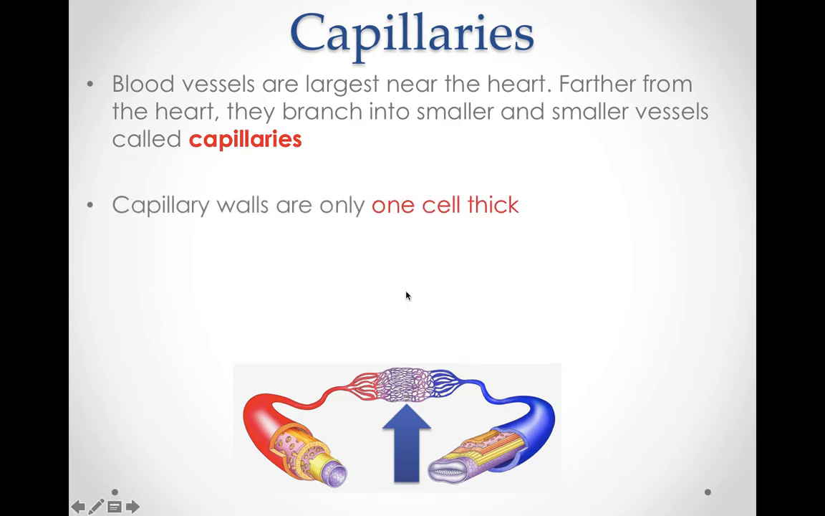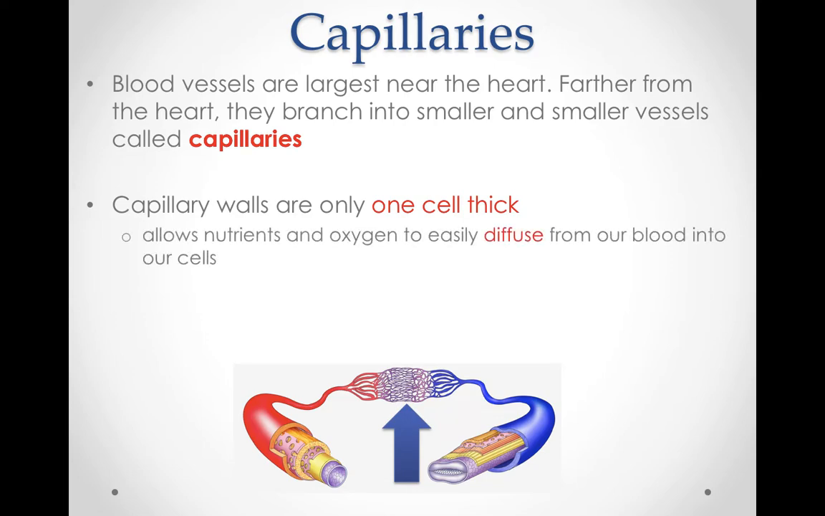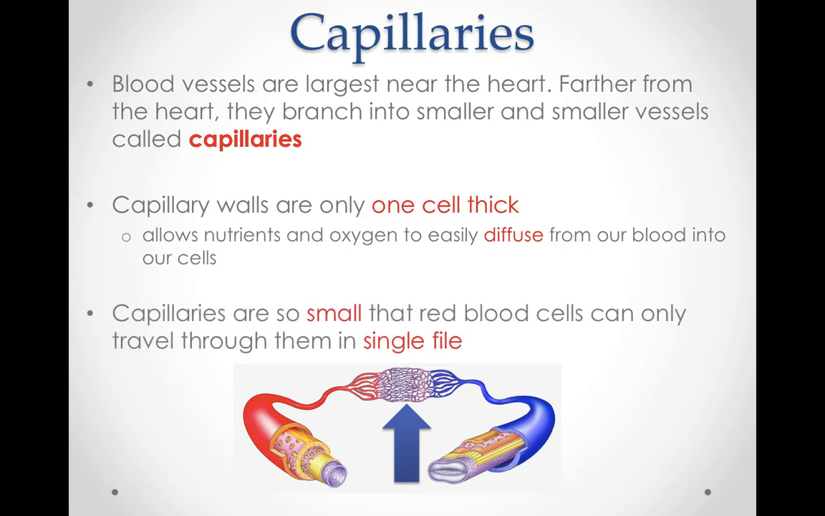Capillary walls are only 1 cell thick, so they're super, super tiny. These are the blood vessels that are going to be able to reach all the cells in your body. The fact that they're so small is helpful because it allows nutrients and oxygen to easily diffuse from the blood into the cells. They're actually so small, these capillaries, that red blood cells can only travel through them in single file.